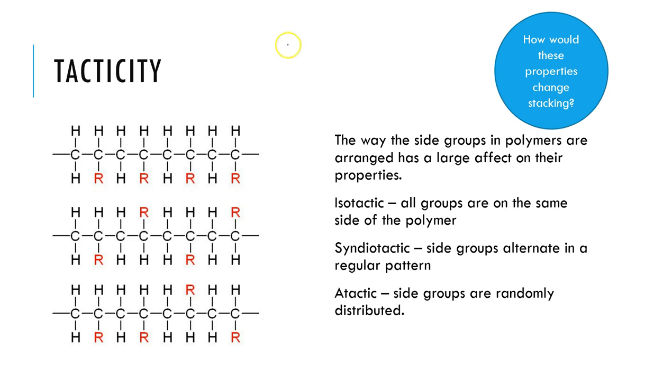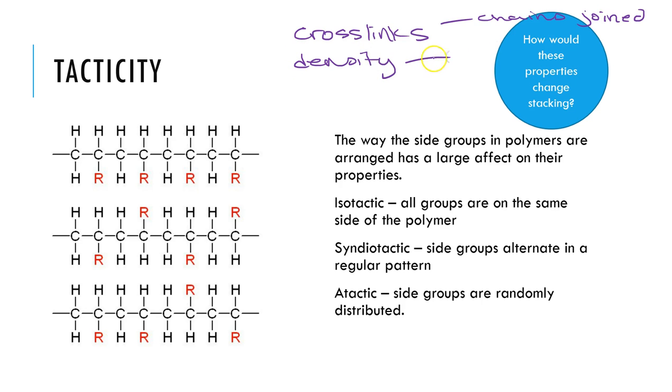Okay, let's look at tacticity. So we've looked at intermolecular forces and intramolecular, talking about crosslinks. We have talked about branching. This is how the chains are joined, either by intermolecular forces or covalent bonds. Then density of the polymer chains caused by branching.